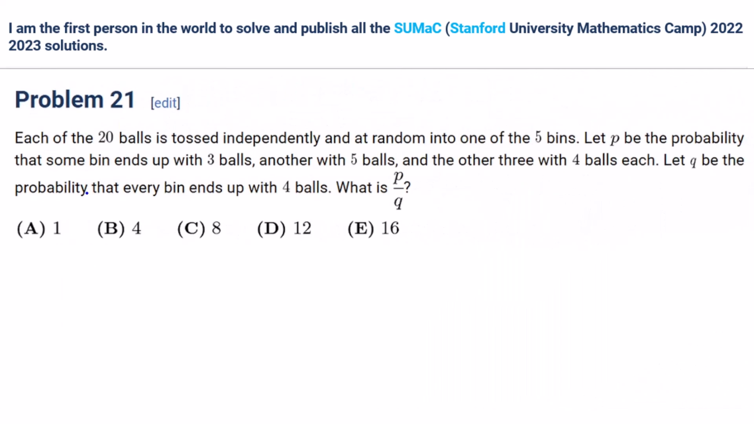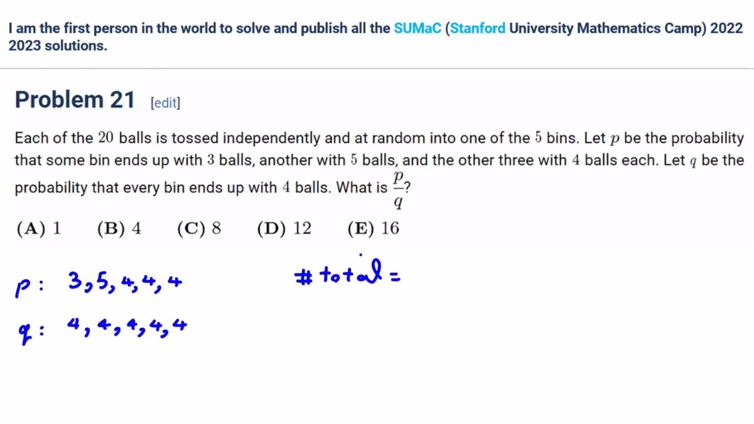Ends of 3, so to have 3, 5, 4, 4, 4, right? Probability PQ is what? 4, 4, 4, right? What's the total number of cases? Cases to distribute 20 balls among 5 bins.